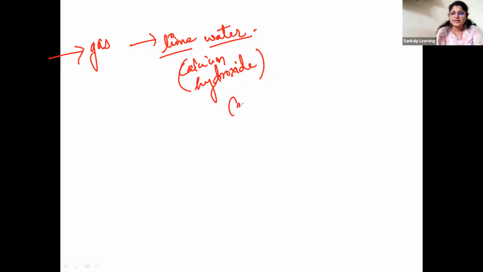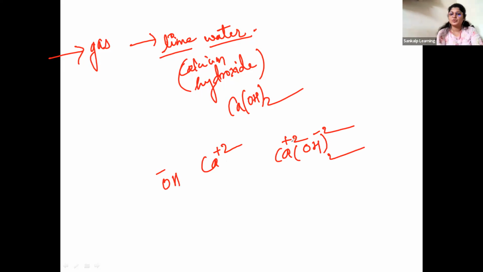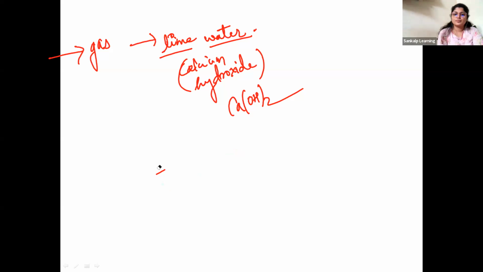What is calcium hydroxide? Ca(OH)2. OH is minus, and Ca is plus 2. So how do you write it? Ca, then brackets of OH twice, because this will be minus 2. Plus 2 and minus 2 get cancelled, so you only have to write the formula, that is Ca(OH)2.